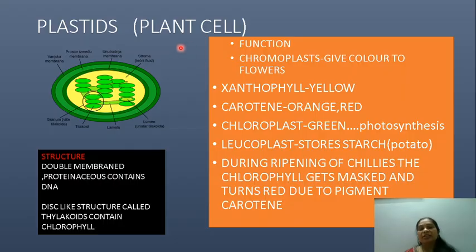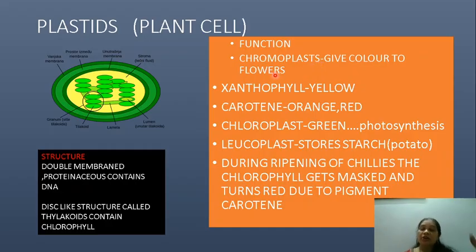Now, what are plastids? These plastids are only found in the plant cell. They are not found in the animal cell. In fact, they give color to the cell. There are various names for the plastids. Those present in the flowers are known as chromoplasts. What does the chromoplast do? They give color to the flowers.